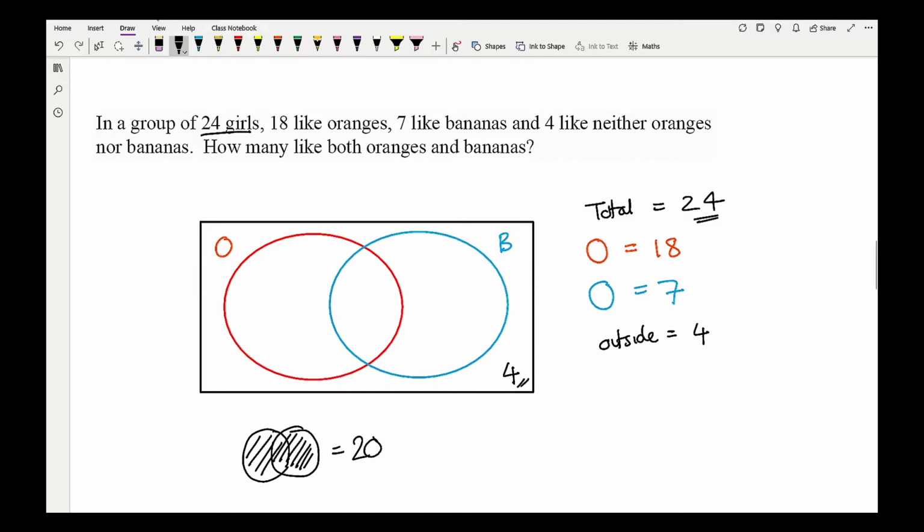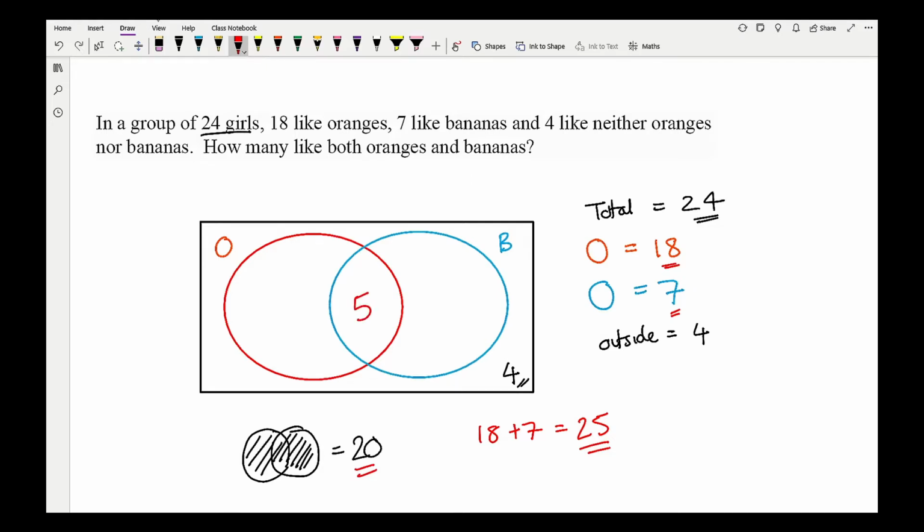Now for this, looking at the two numbers that I know, the orange circle adds up to 18, and the blue circle adds up to 7. So 18 plus 7 gives me 25. Now I've got a discrepancy here of 5. So that means the difference between the two means that there must be 5 in the middle.